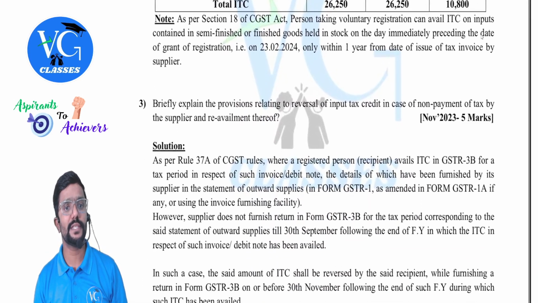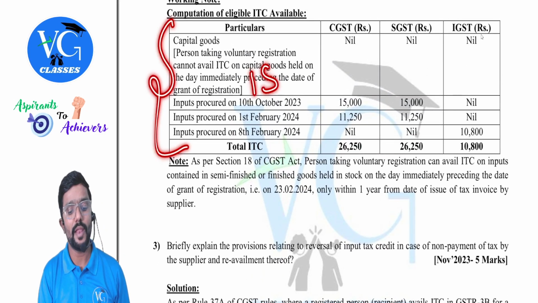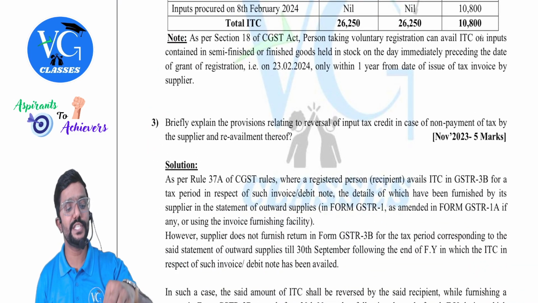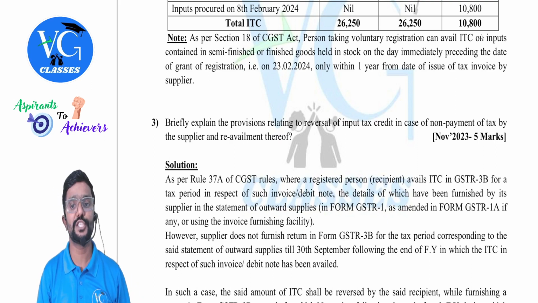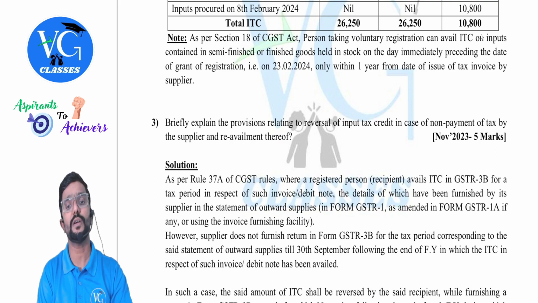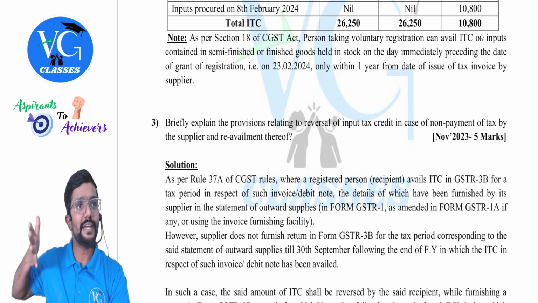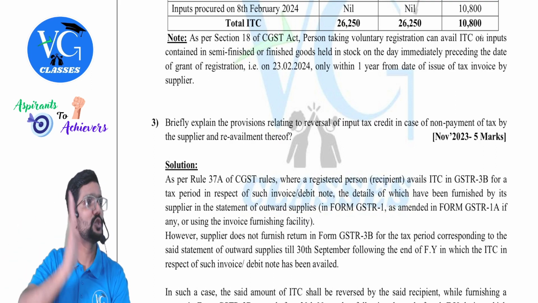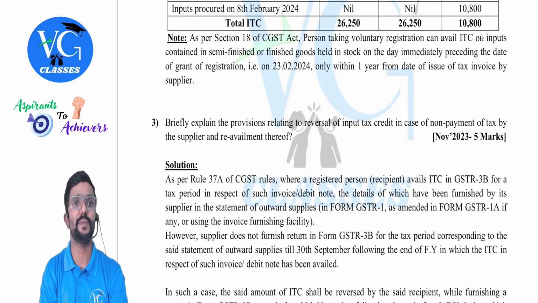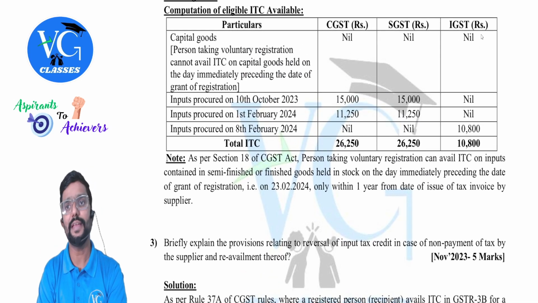Then I also gave a note for section 18 here because that is a special case, especially credit for credit. Which section was applicable? 18, guys. As per section 18 of the CGST Act, a person taking voluntary registration can avail ITC on inputs contained in semi-finished goods or finished goods held in stock on the day immediately preceding the date of grant of registration. Date of grant of registration is 24th, preceding day is 23rd. Only within 1 year from the date of issue of tax invoice by the supplier. And in the given case, none of them was older than 1 year, guys.